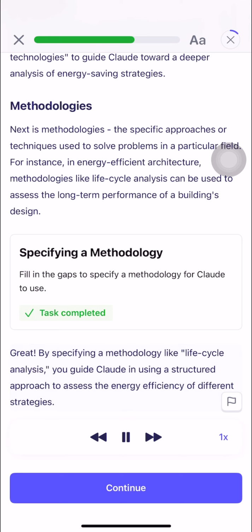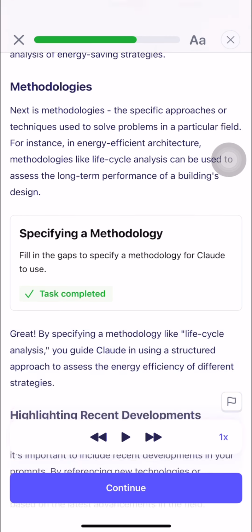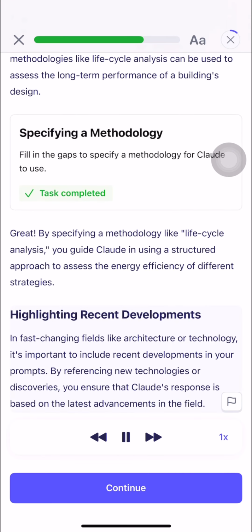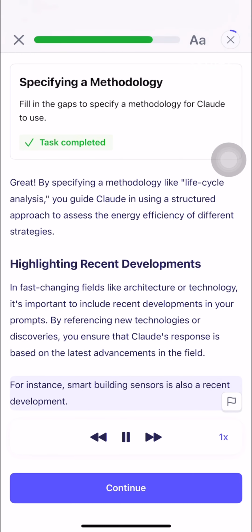Great! By specifying a methodology like life cycle analysis, you guide Claude in using a structured approach to assess the energy efficiency of different strategies. Highlighting recent developments. In fast-changing fields like architecture or technology, it's important to include recent developments in your prompts. By referencing new technologies or discoveries, you ensure that Claude's response is based on the latest advancements in the field. For instance, smart building sensors is also a recent development.